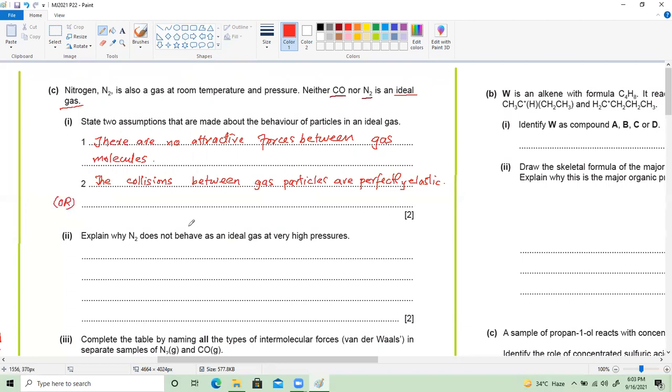Or if you write, जो आपने भी बात की, what was that? मैंने यही कहा था कि वॉल्यूम नेग्लिजिबल. Yes, the size of the molecules and the actual volume of gas molecules is negligible, then its total volume.